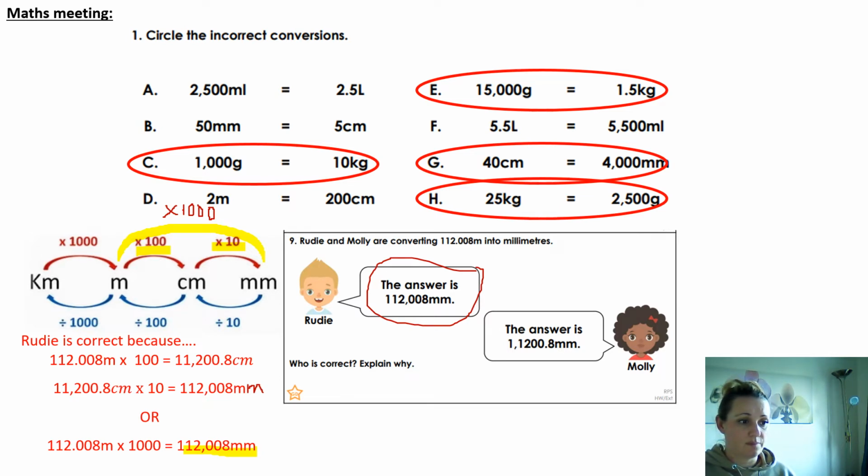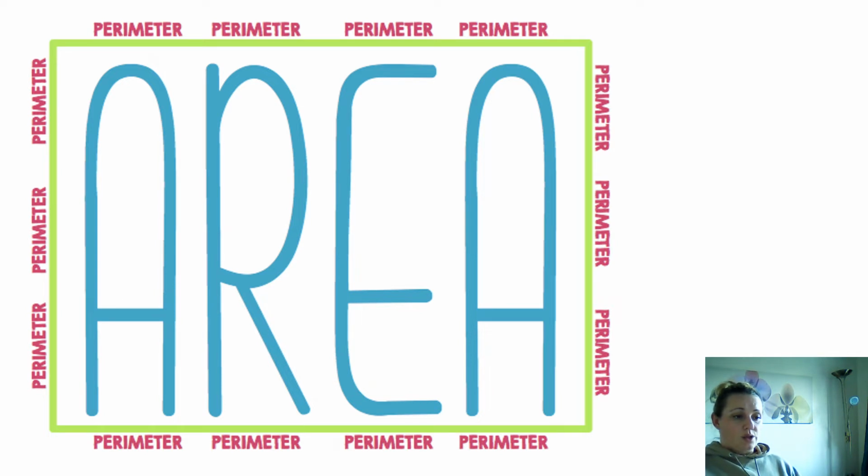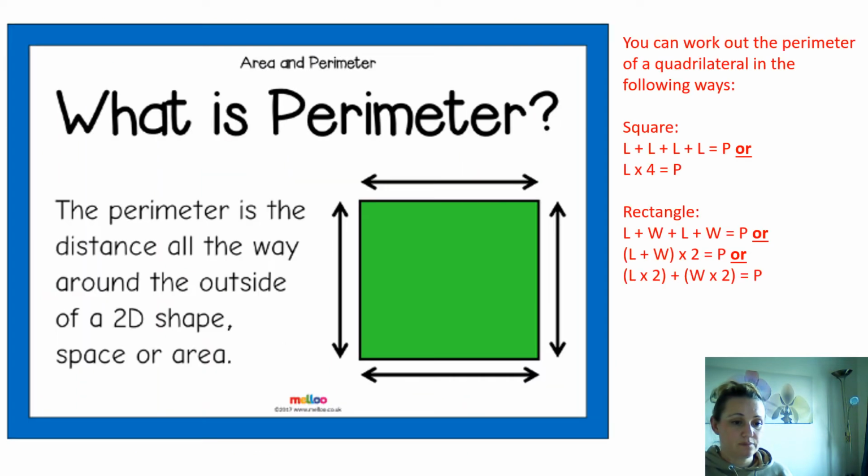Right, let's move on then. So, at the beginning of the week and before the holiday, we were looking at area. So we're moving on now to perimeter. Remember, perimeter is the distance all the way around the outside of a shape. So you can work out the perimeter of a quadrilateral in the following ways. You can either do length, add length, add length, add length, or if it's a square, you can just do length times 4, because you know that all the lengths are the same size. If it's a rectangle, then obviously you've got opposite sides the same.